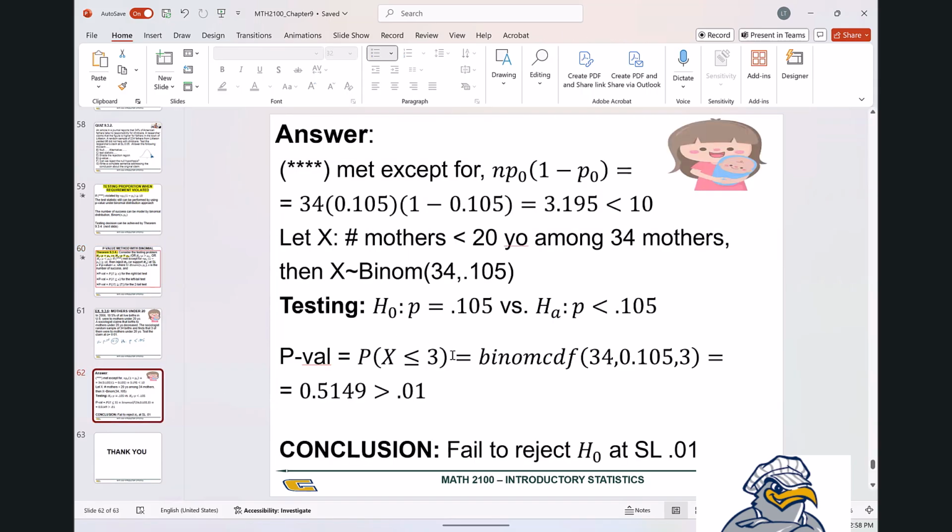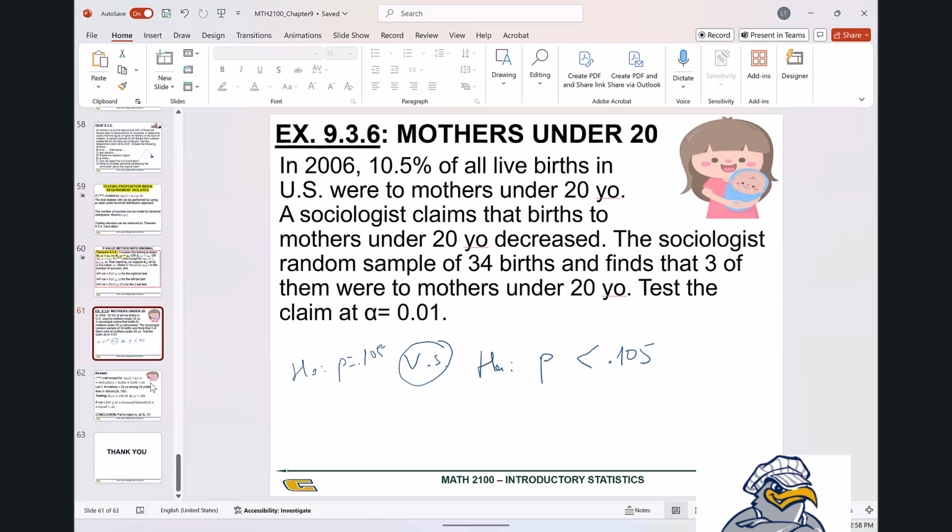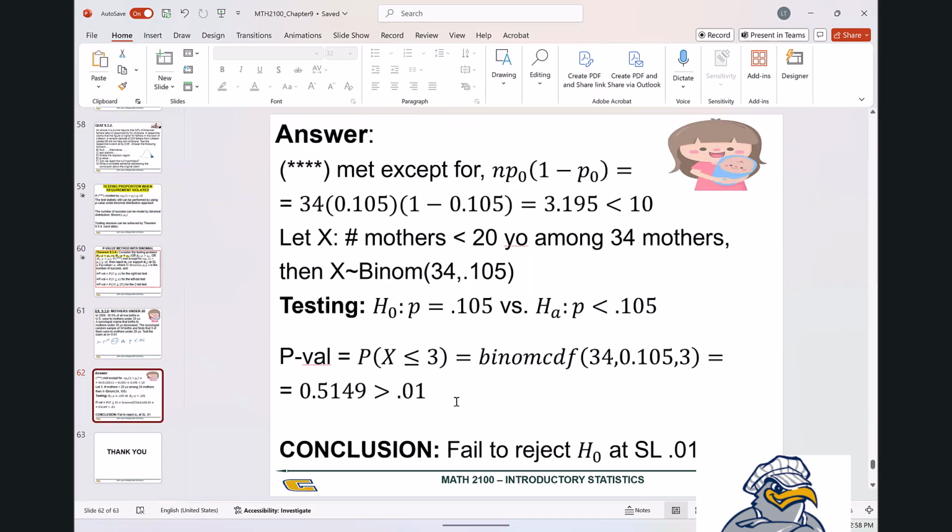So this becomes X less than or equal to 3, and now I just use the binom CDF function very easily: binom CDF with n equal to 34, p equal to 0.105, and x equal to 3. In this case you get the p-value, which is 0.149. To make a decision, you compare the p-value with the significance level, which here is 0.01. It's greater than 0.01, so you fail to reject H naught at significance level 0.01.